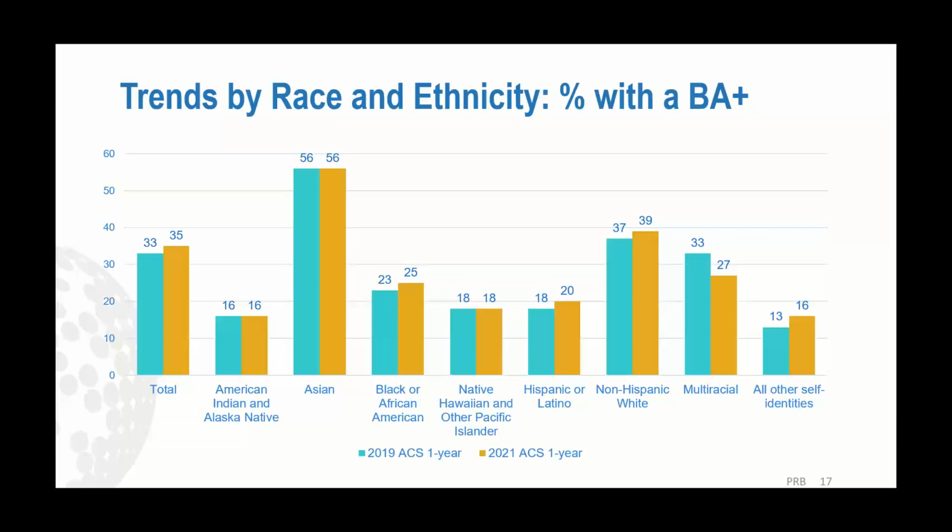As in the beginning of the presentation, I'm starting with the share of the population ages 25 and older who have at least a bachelor's degree. Here we can see that there's a very small increase in the percent of the total population with a BA degree or more. Many of the racial and ethnic categories also reflect that same trend. It's generally stable or a very modest increase, except for the multiracial category. Here we see a large decrease. This is counter to what we may have expected and is likely due to methodology changes.